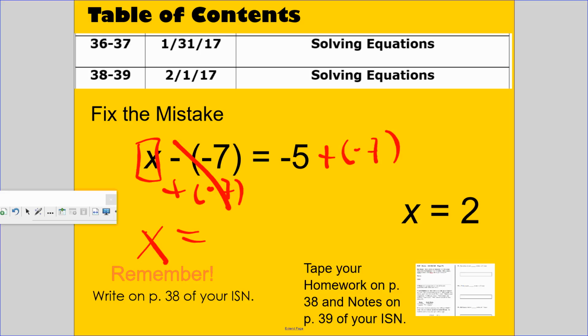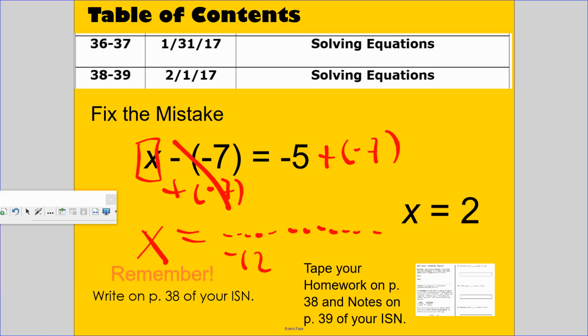X is equal to -5, 1, 2, 3, 4, 5, plus -7, 1, 2, 3, 4, 5, 6, 7. Do you see any zero pairs here? No. So x is equal to -12. They said the answer was 2.